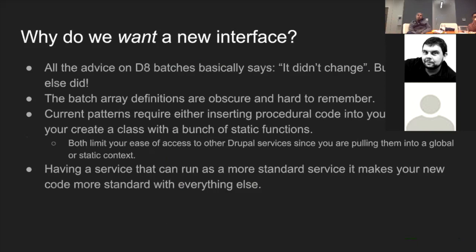The batch array that you have to build to define your batch is very specific, and it's kind of odd. It's built around procedural code in an object-oriented context. The current patterns either force you to use that, or you create a class with a bunch of static functions on it, which, if you're a developer who's used to object-oriented code, never feels quite right. Classes are meant to be instantiated as objects, and then you get to use them.